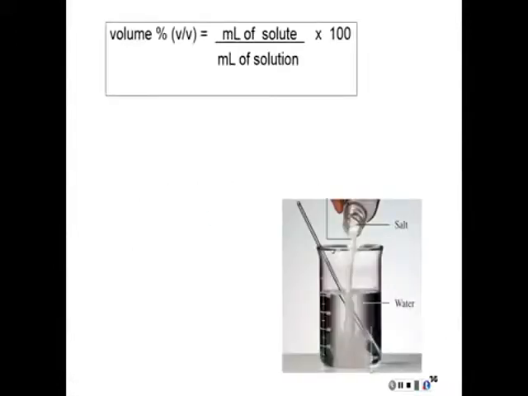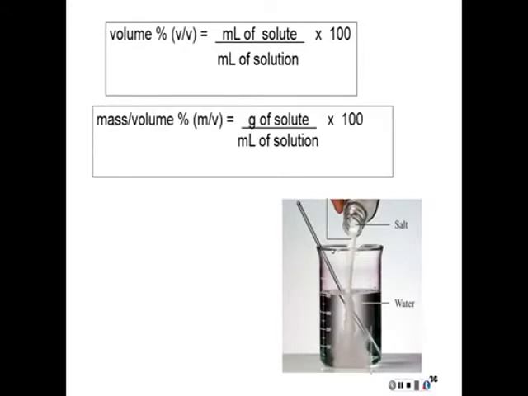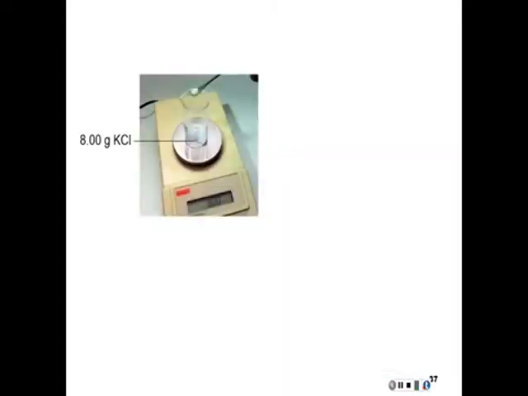You can also measure volume percent, and we do this if the solute is a liquid. And this is common, for instance, with alcohol solutions. You might have some rubbing alcohol at home that says 70% on it. So that means 70% alcohol out of 100 milliliters of solution. And so that 30 milliliters is probably water that's left over. We can also have mass volume percent, and that's kind of obvious by the equation here. So let's take a look at the example.